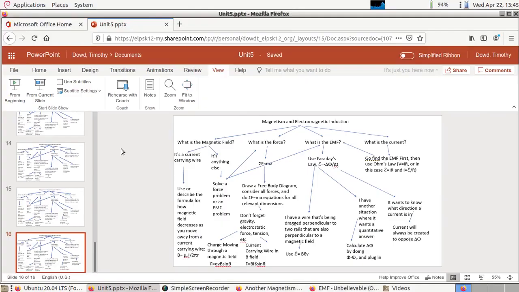All right, so here's my concept map for Unit 5. I hope it makes sense. Do you have any questions? I'm kidding a little bit. Obviously, this looks like a complete mess.